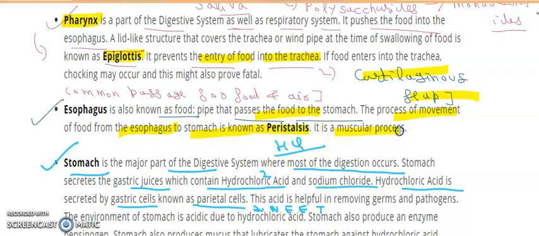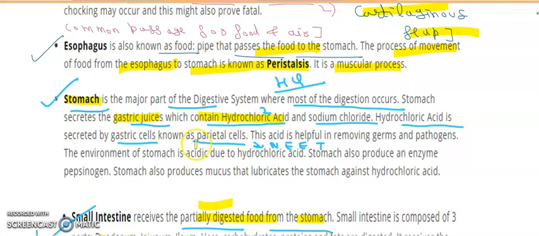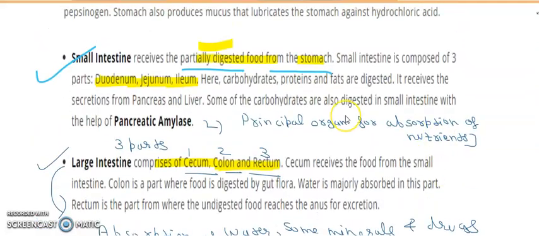Peristalsis is a muscular process. Here muscles are involved for the movement. Then we discussed the stomach, which secretes the gastric juice containing hydrochloric acid. Main point: HCl is secreted by the parietal cells, and this hydrochloric acid is helpful in removing germs and pathogens. Pathogens are disease-causing microorganisms. After that, the small intestine has three parts: duodenum, jejunum, ileum. The large intestine has three parts: cecum, colon, rectum.